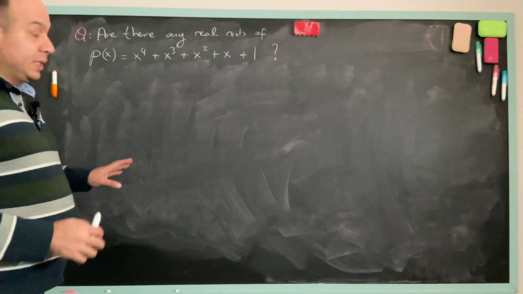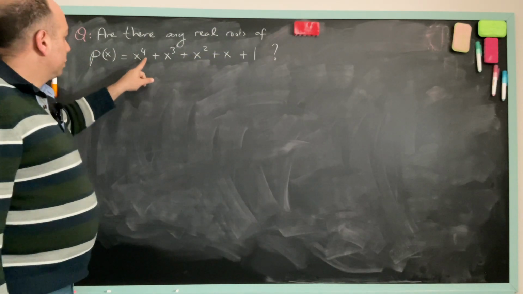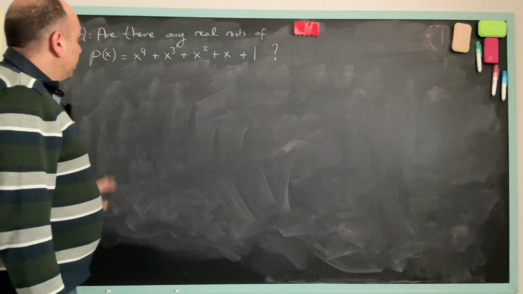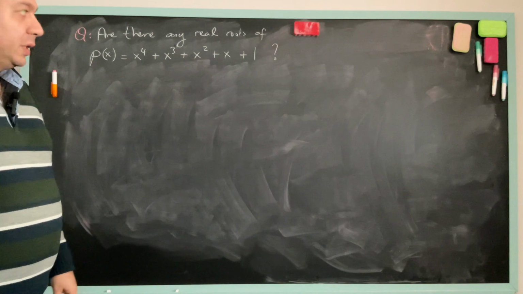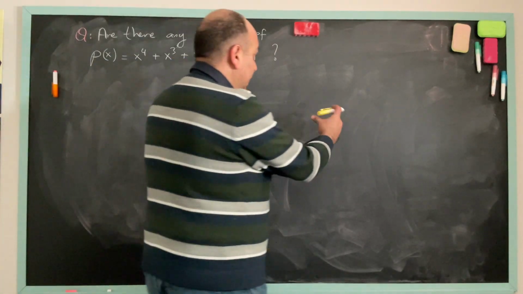So the question says, are there any real roots of this polynomial, x to the fourth plus x cubed plus x squared plus x plus 1? As you know, polynomials are continuous functions. And when do we have real roots? Let's go over that a little bit.